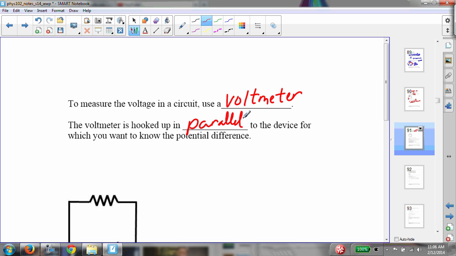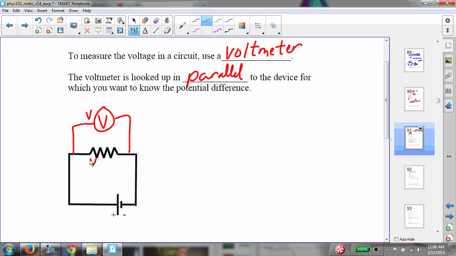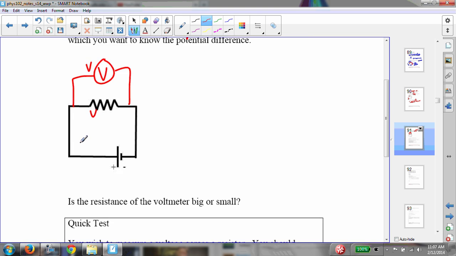Because you remember that devices in parallel have the same voltage. So if I have a voltmeter here that I've hooked up in parallel, whatever the voltage is across this resistor, I will also have that voltage across the voltmeter. All right? So that's why you hook it up in parallel. Now, would you want the voltmeter to have a big or a small resistance?